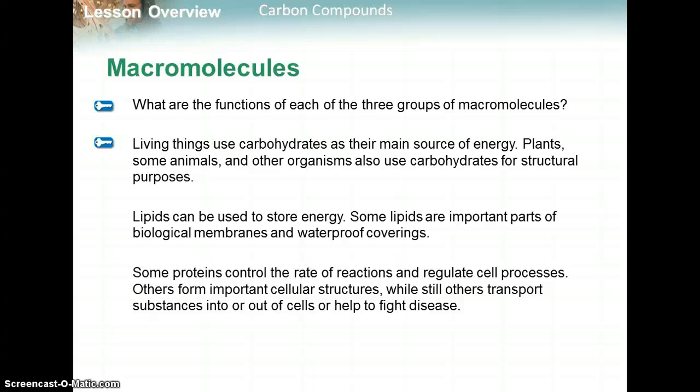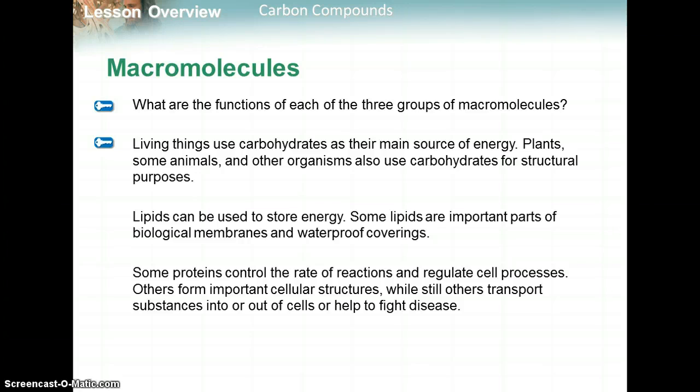Lipids, which are also known as fats, can be used to store long-term energy. Some lipids are important for, again, like we learned about with the plasma membrane or cell membrane, forming that lipid bilayer to encase everything in the cell. And then proteins. They do important roles, like controlling the rate of reactions that happen within an organism. They are used for structure, like cellular structures. Think of the structure of your body, like muscles.